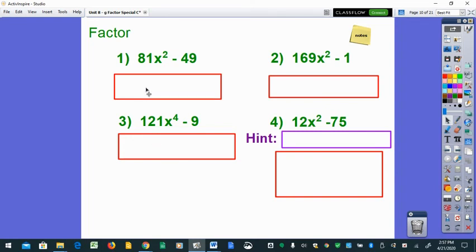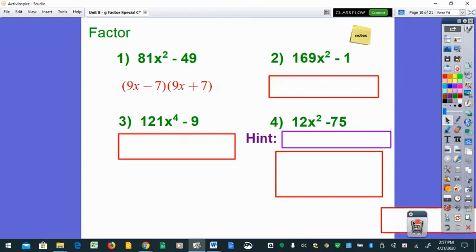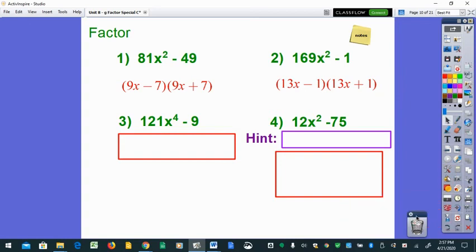9x, 7, right? One of them is a subtraction, one is an adding, and that's what makes the middle term drop out. Did you see this is a perfect square of 13x squared, and this is a perfect square of 1, one with a plus, one with a minus? That's what makes the middle term drop out.